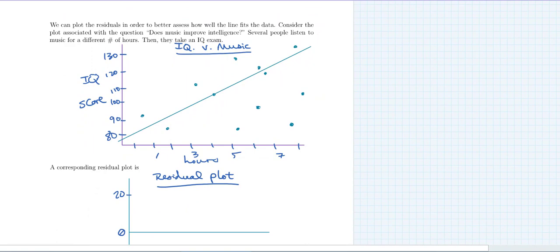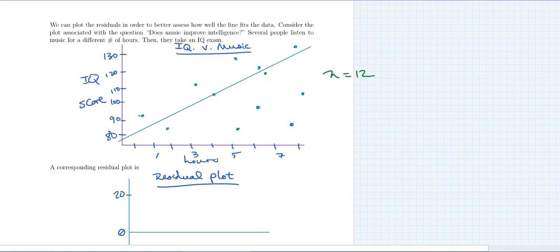All right, so let's go through an example and discuss what residual means with respect to it. Here we have data for several individuals: 1, 2, 3, up to 12, so n equals 12. There are 12 people listening to music for X number of hours. That is not a controlled variable. We also don't know how much or what type of music they listen to. All we know is that they listen to music right before they take an IQ exam.